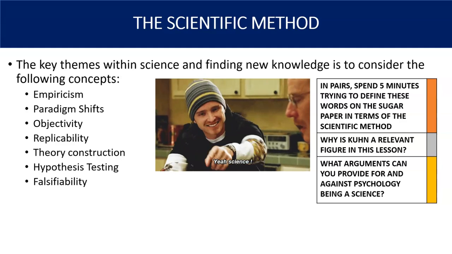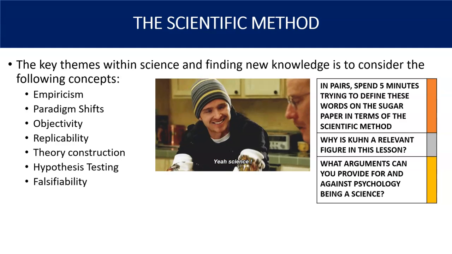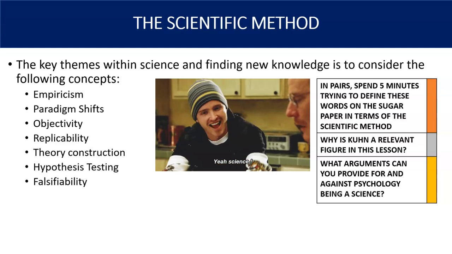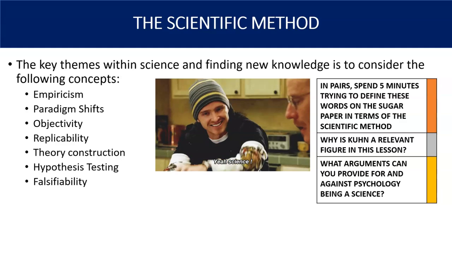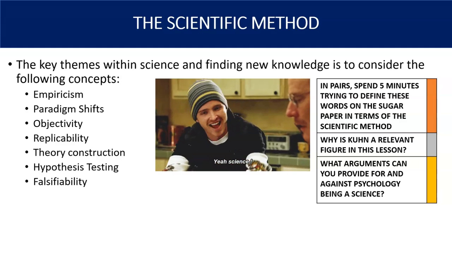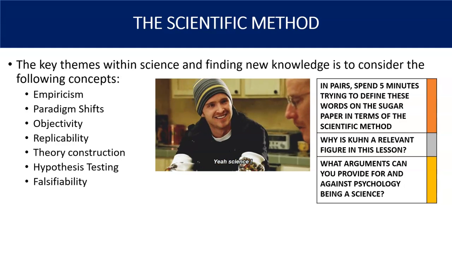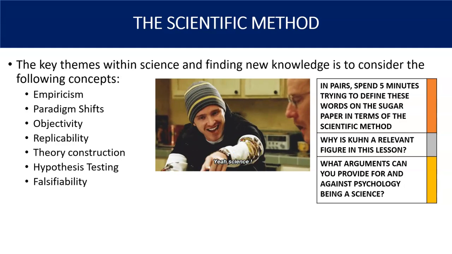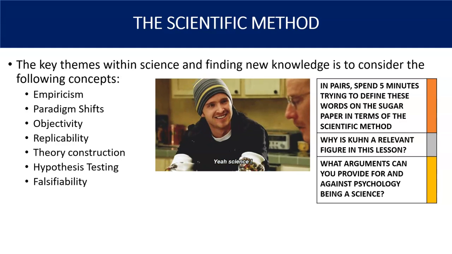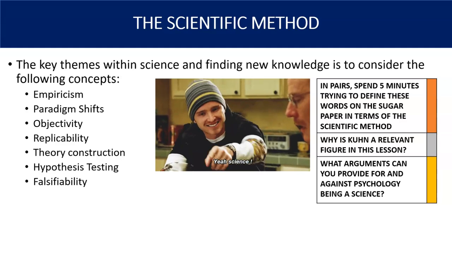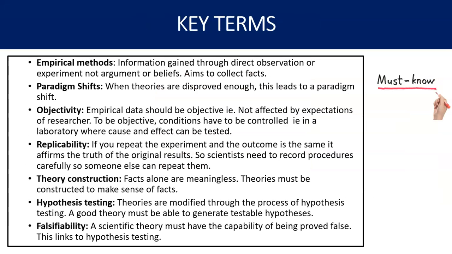These are the main themes you need to consider: empiricism, paradigm shifts, objectivity, replicability, theory construction, hypothesis testing, and falsifiability. They sound really fancy. However, they really are quite simple, but the book does word it in a way which can be a little bit difficult to understand. What I've done is break it down for you, and I still expect you to read through each one within the book itself, but I've crunched it down for you.